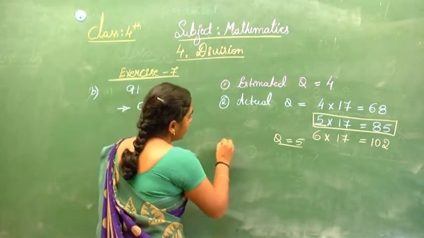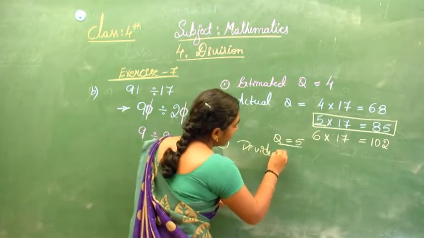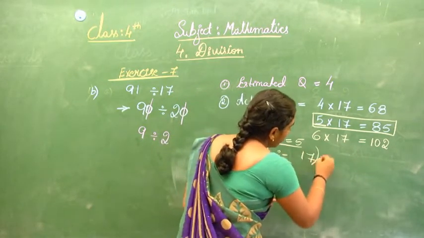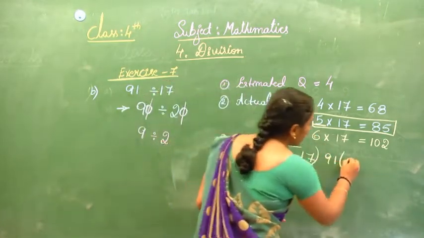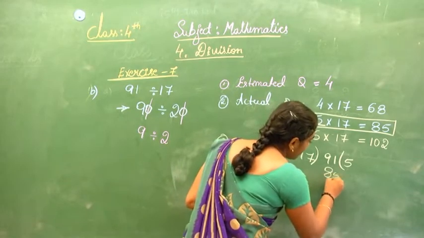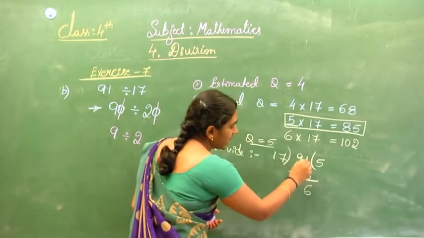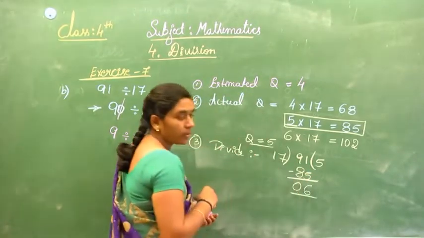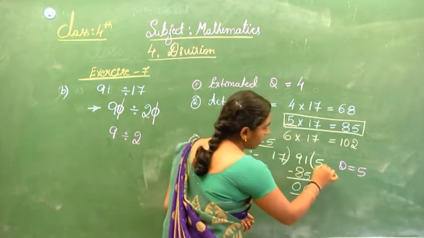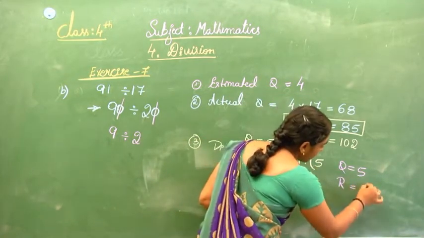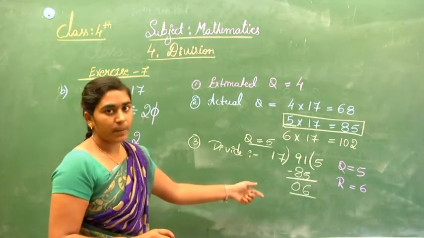The next step, divide with the actual number which is 17 into 91. As we are considering 5, 17 fives is 85. Subtract: 11 minus 5 is 6, 8 minus 8 is 0. So by this you can write quotient which is 5, and remainder is 6. Quotient is 5, remainder is 6.